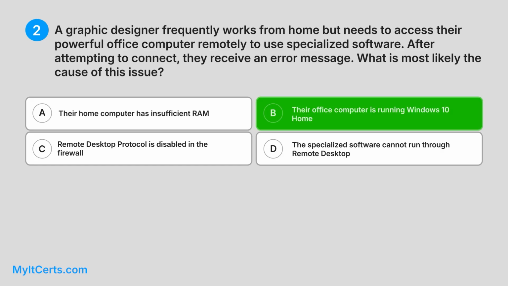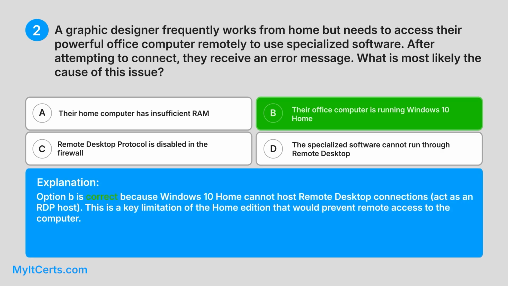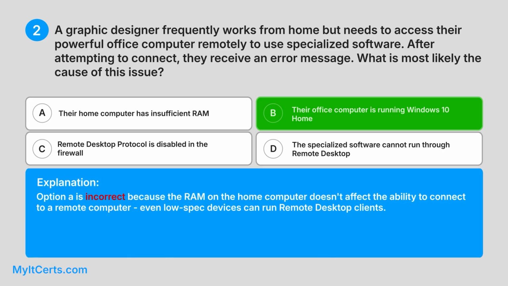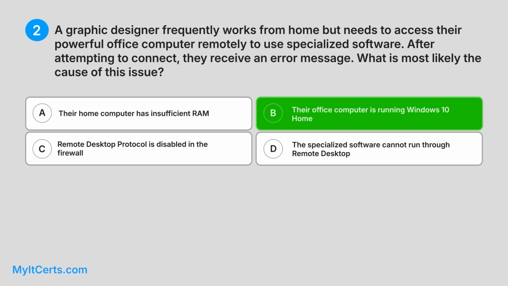Correct answer. B. Their office computer is running Windows 10 Home. Explanation. Option B is correct because Windows 10 Home cannot host Remote Desktop connections, or act as an RDP host. This is a key limitation of the Home edition that would prevent remote access to the computer. Option A, their home computer has insufficient RAM, is incorrect because the RAM on the home computer doesn't affect the ability to connect to a remote computer. Even low-spec devices can run Remote Desktop clients.